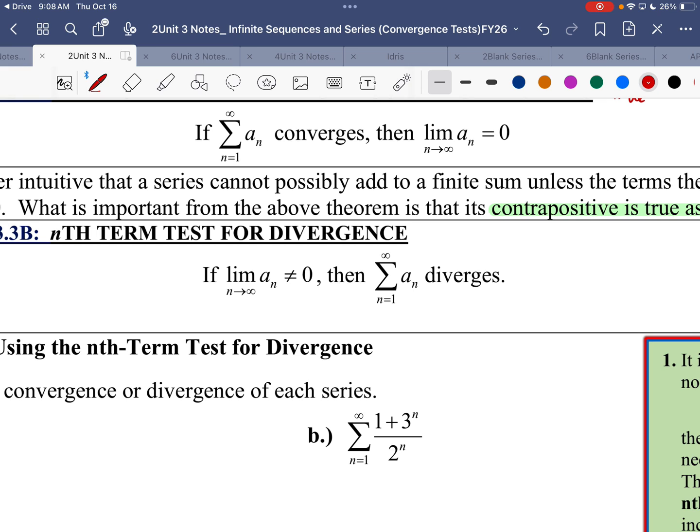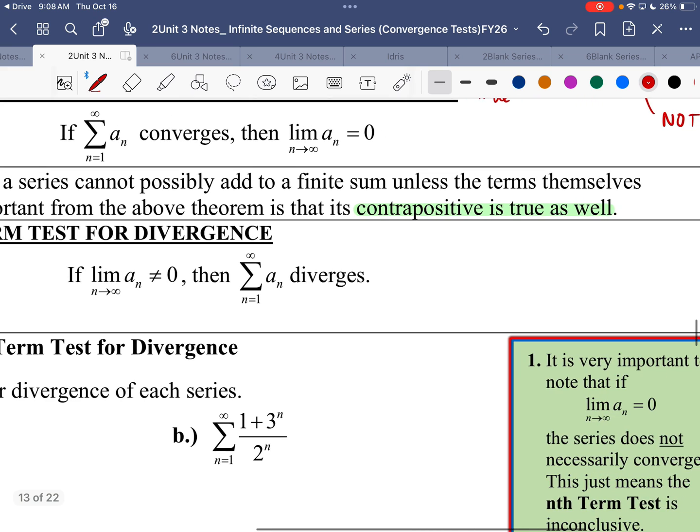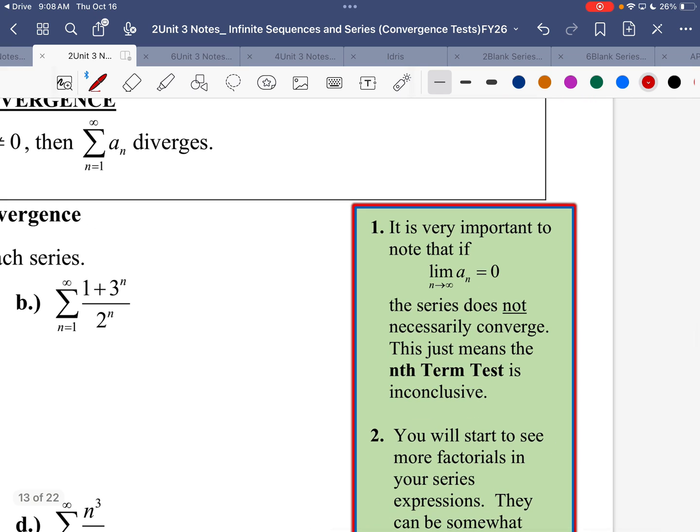So if it does equal 0, let me make a little note. Actually, it's over here. Okay, very important. So if the limit does equal 0, that does not mean that the series converges. You just have to use a different test to prove that the series converges. So it's really great at proving something diverges. It does not prove that it's converging, though. That is important to note.